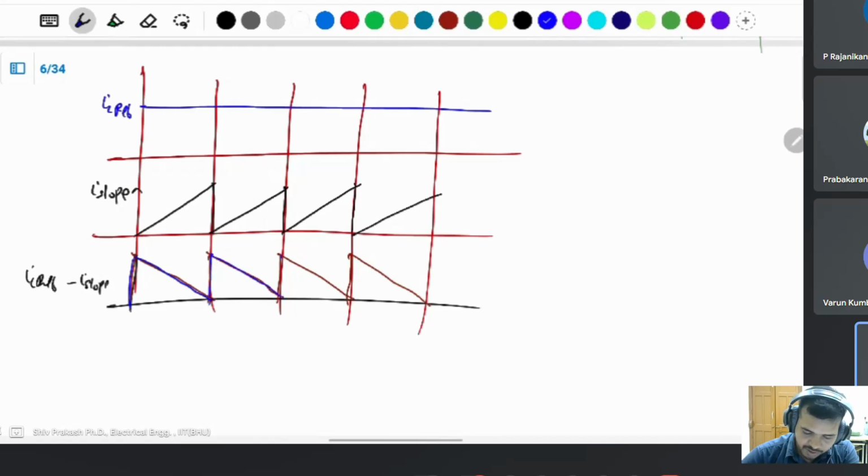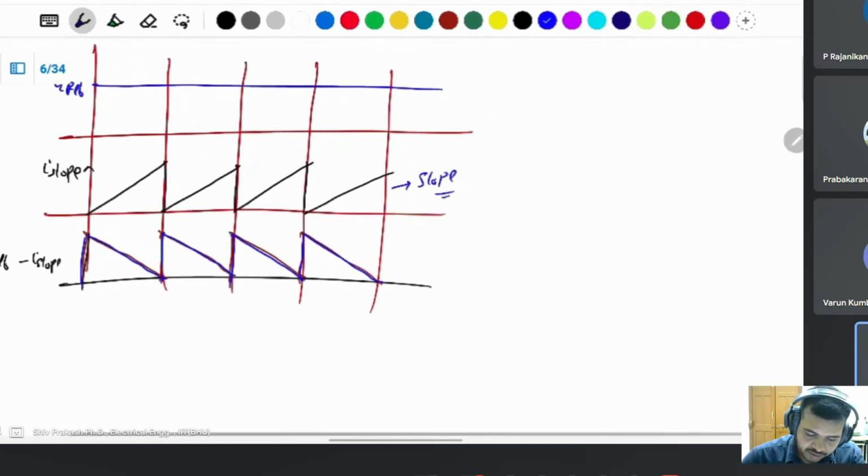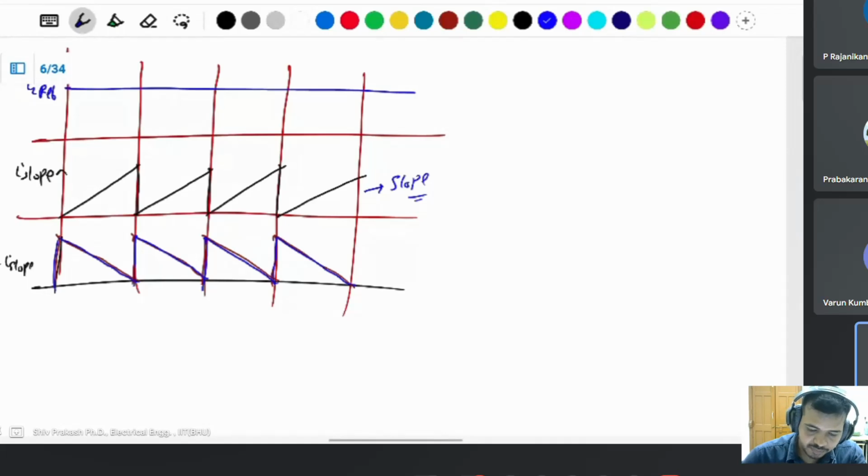You can generate this sawtooth waveform from your converter. Then you need this type of slope. This slope is coming from the converter inductor current in the off duty cycle. Suppose there is a buck converter.